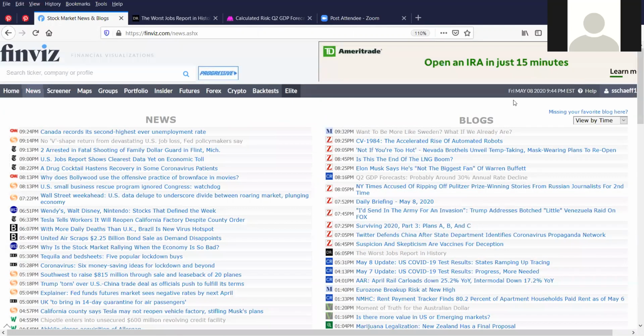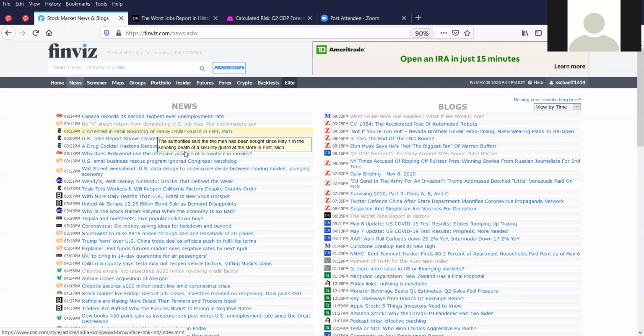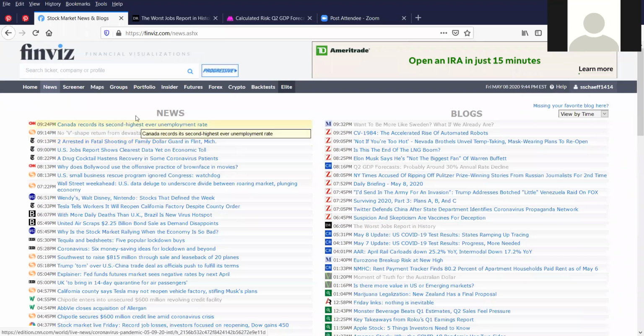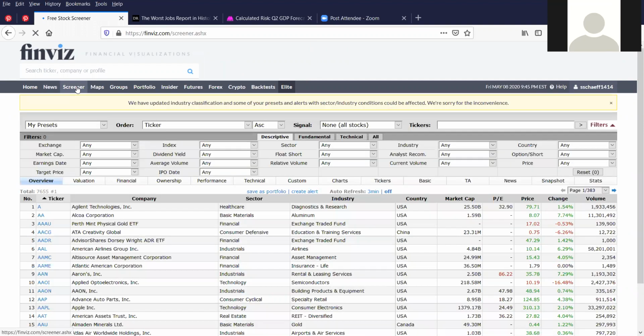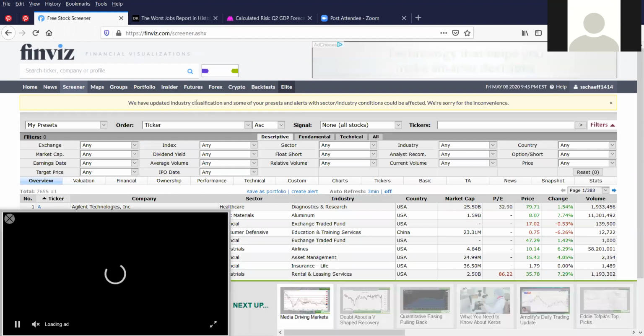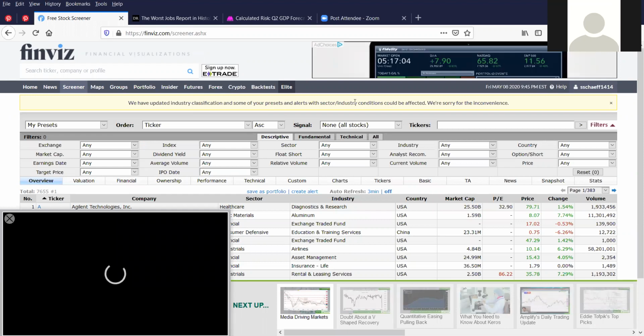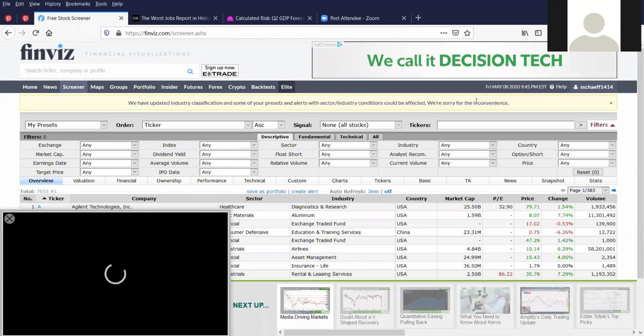So I'm going to make my screen a little smaller, and I wanted to show you one of the really awesome features of the site. It's free. It is their stock screener. I spend many hours on this. There's a new note that I have not seen. It says, we've updated industry classification in some of your presets and alerts with sector or industry conditions that could be affected. We're sorry for the inconvenience.